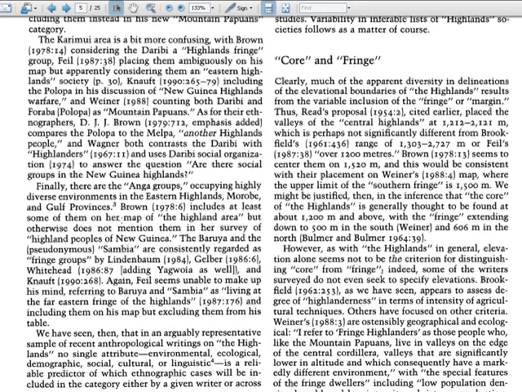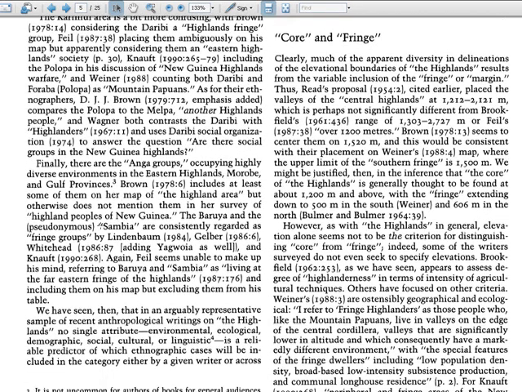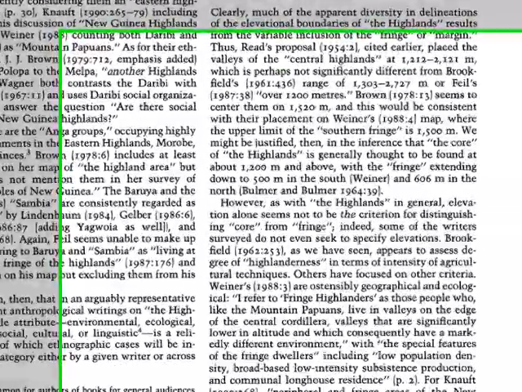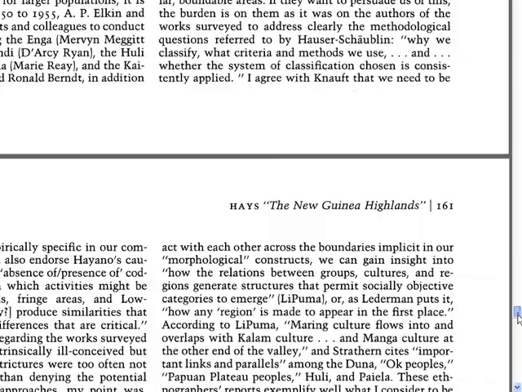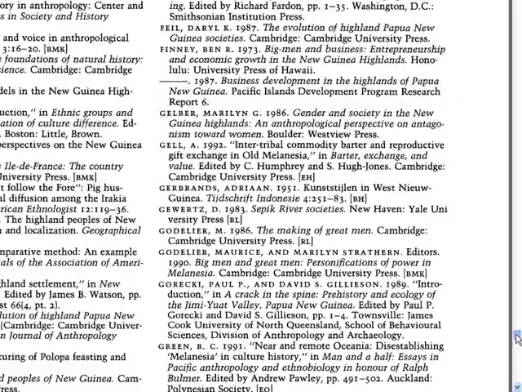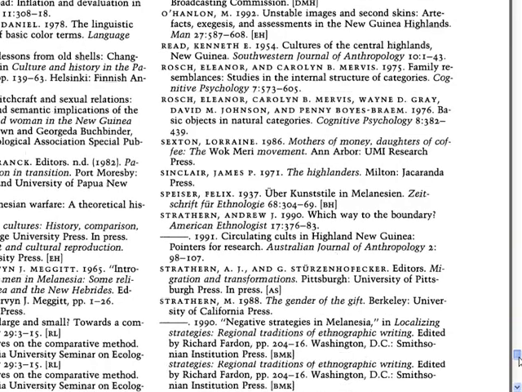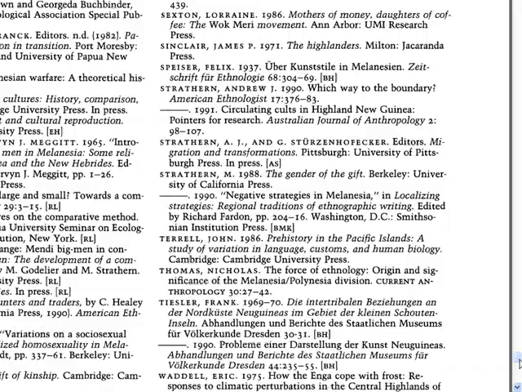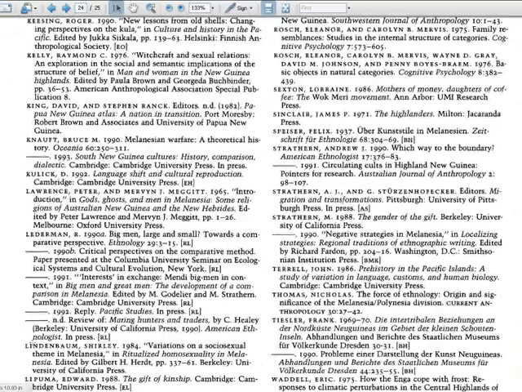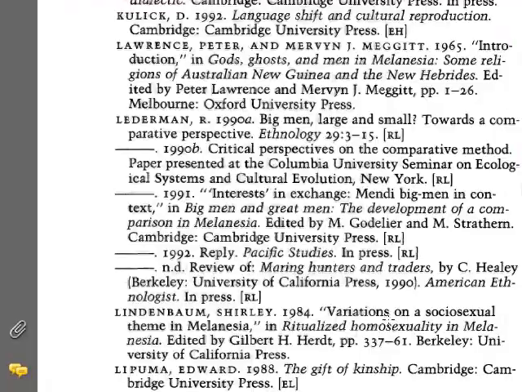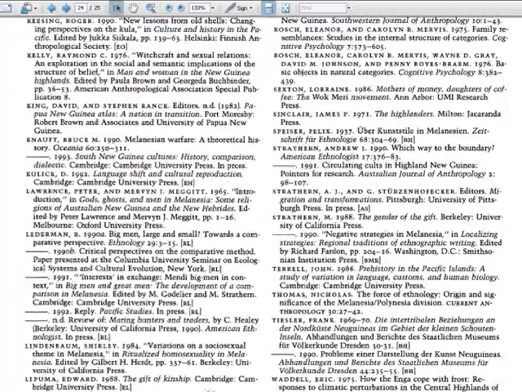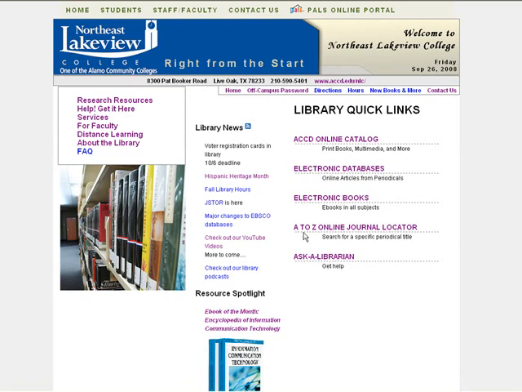And it's there, kind of on the left side of the page. The Zambia are consistently regarded as fringe groups by, and it gives a citation to Lindenbaum, 1984. When you have an in-text citation like that, inside the article, citing somebody with a date in parentheses, you can go to the list of references and see what that is. It might be a book or an article that you could find in our library or get through interlibrary loan. And so here's the list of references. Shirley Lindenbaum, Variations on a Sociosexual Theme in Melanesia. And this looks like a chapter out of Ritualized Homosexuality in Melanesia.